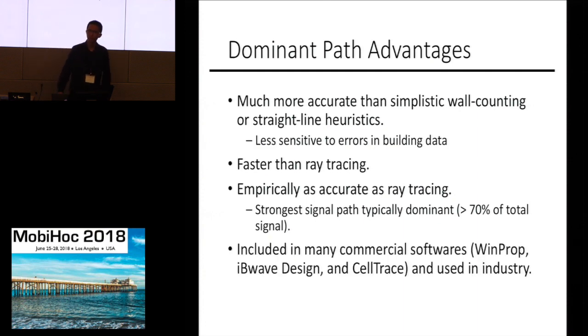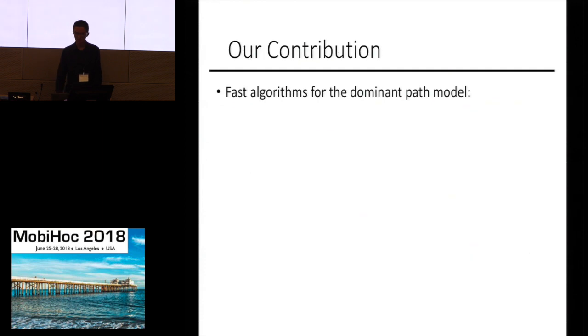And the dominant path model has been included in many commercial softwares like WinProp, Design, and Trace, and it has been used in many industrial projects, for example, the projects from Qualcomm, AT&T, and Nokia, etc. And in our paper, we are taking this dominant path model as granted, and our main contribution is that we designed 2 faster algorithms for the dominant path model.